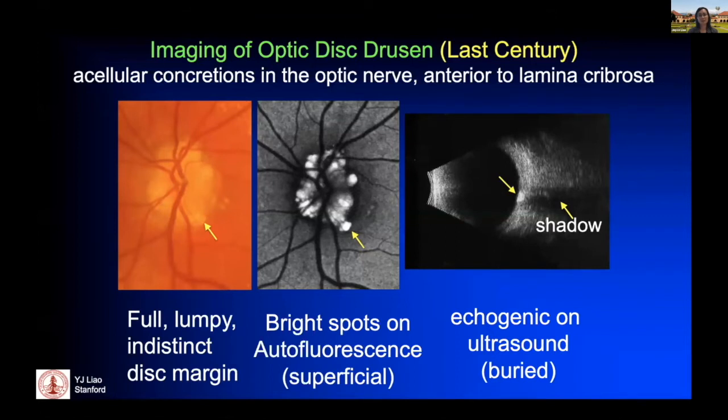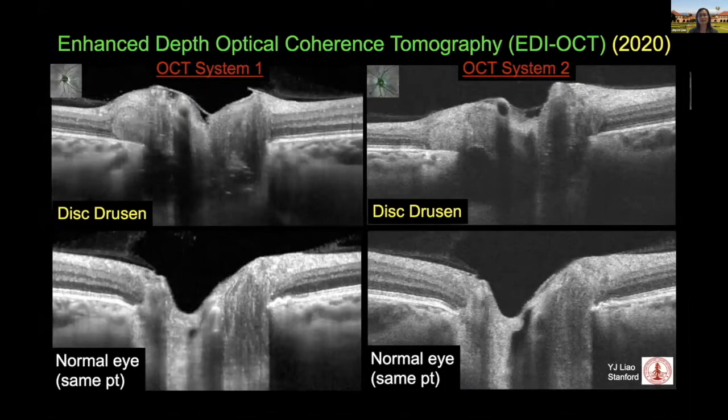In the last century, we've been imaging optic disc drusen using color photographs of the optic nerve, including autofluorescence imaging, which is in the middle. Finally, ultrasound used to be the standard of care for imaging optic disc drusen. In 2020, we now use optical coherence tomography. So according to the Optic Disc Drusen Studies International Consortium, enhanced depth OCT is the best way currently to non-invasively characterize optic disc drusen.